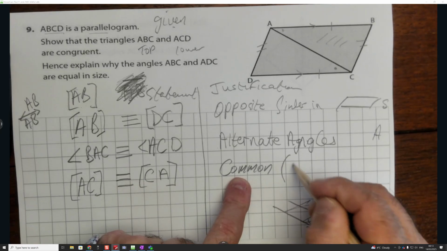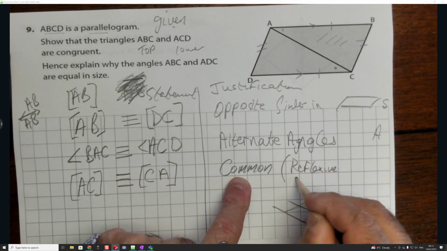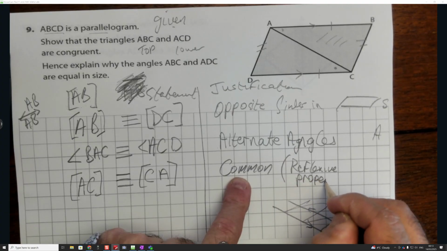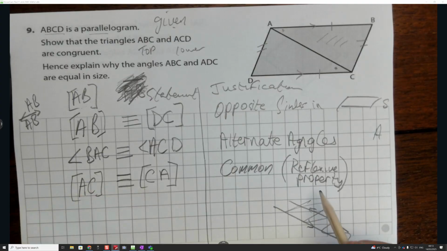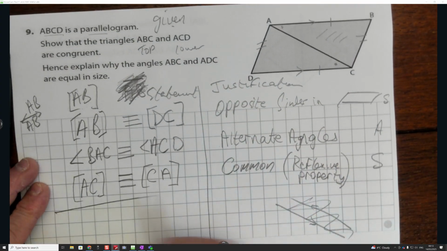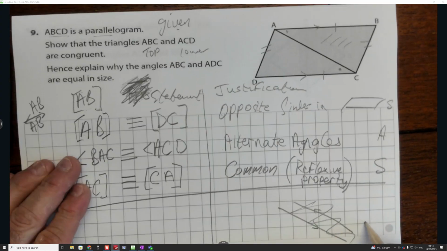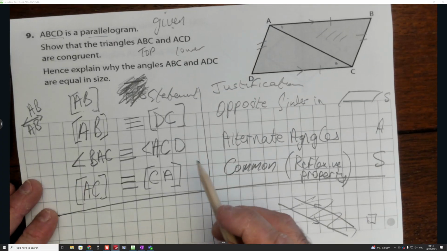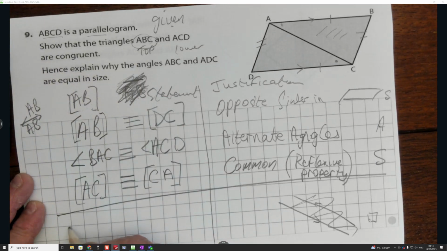Just another word is reflexive property, which is a property basically that anything is equal to itself. It means the same thing as common. All right, so we've side, angle, side. Now don't forget the last line. Maybe you can draw a line here. You don't have to, but this is the taking it home. This is the proof. So what you say now is that you go back and you say what we were asked to prove, which is here, this triangle.